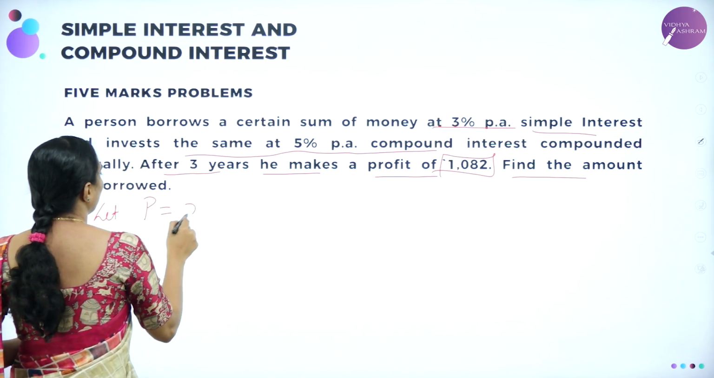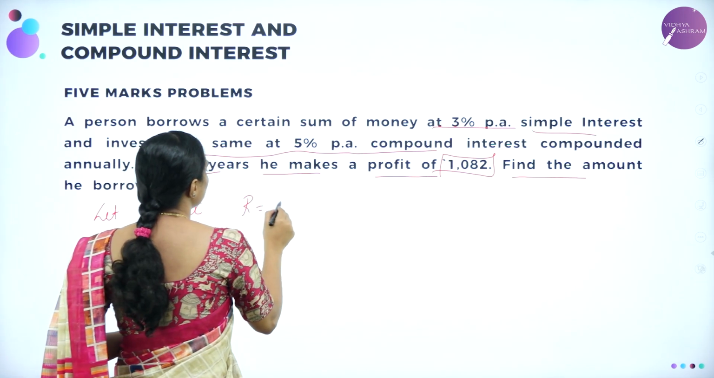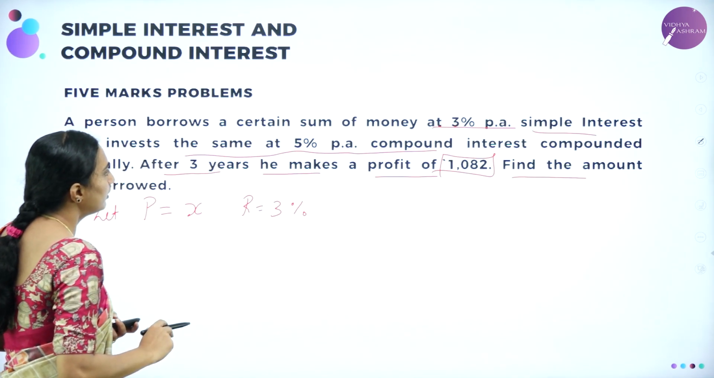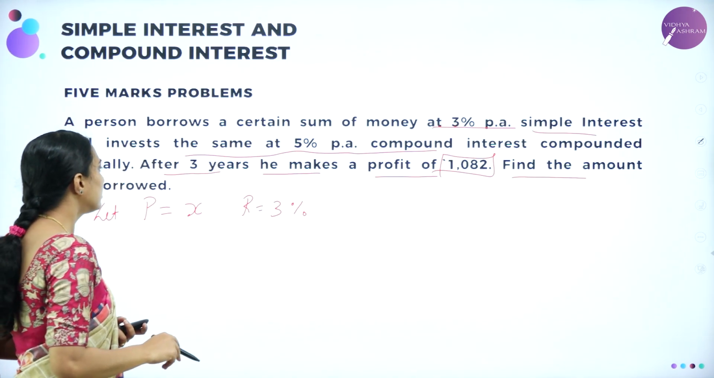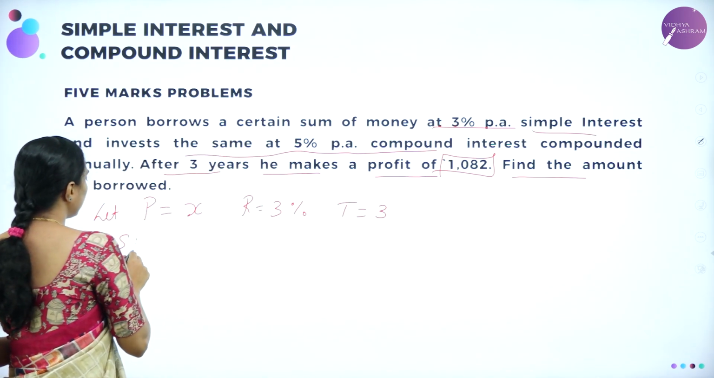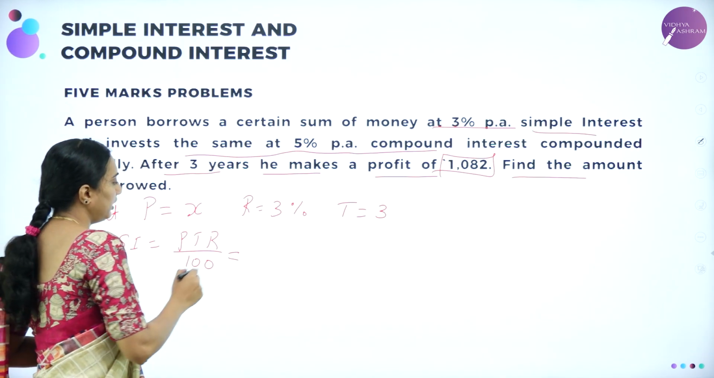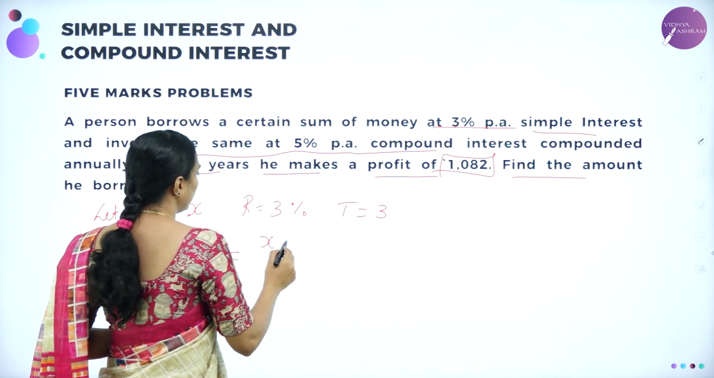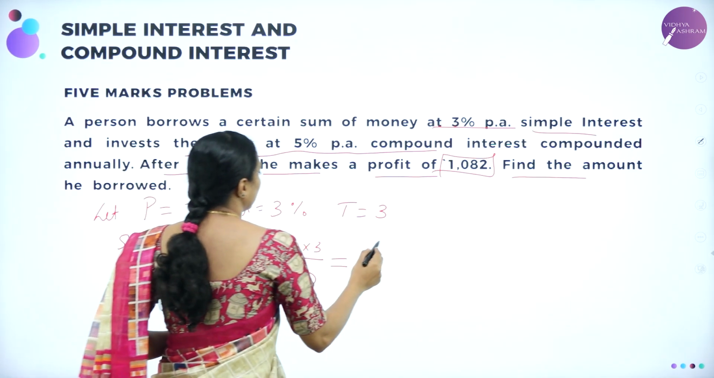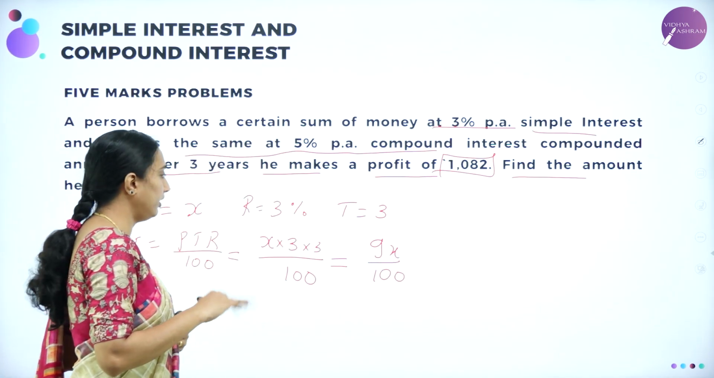Let P is equal to X I am going to consider, and at 3% simple interest means R is equal to 3%, right? And invests the same at 5% compounded annually, they have asked. Okay, so after 3 years means here they have given T is equal to 3 years. So therefore we know SI is given by PTR divided by 100, which can be written as P is nothing but X, we don't know, T is nothing but 3 into 3 divided by 100. So therefore the answer is 9x divided by 100. Correct? This is the simple interest.